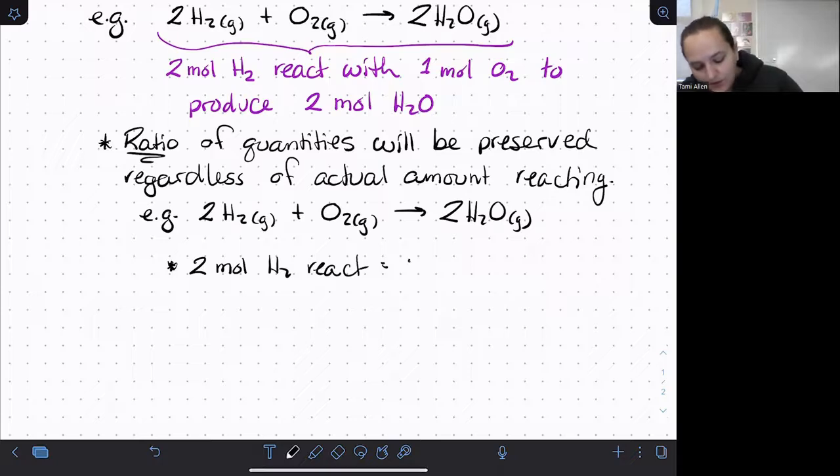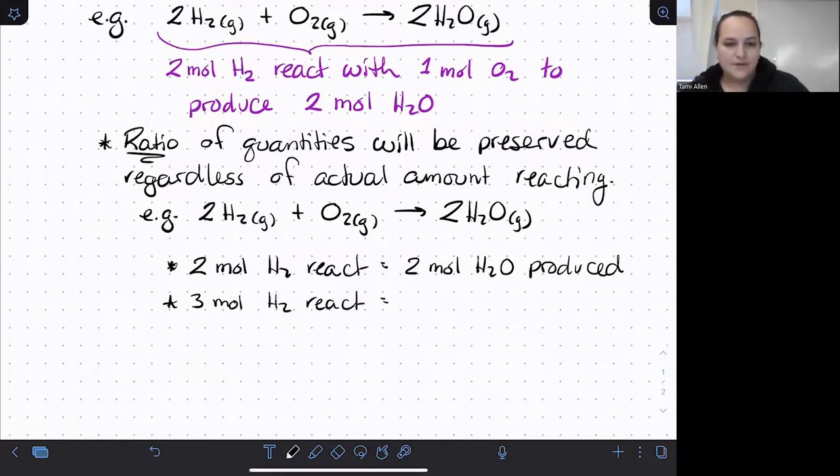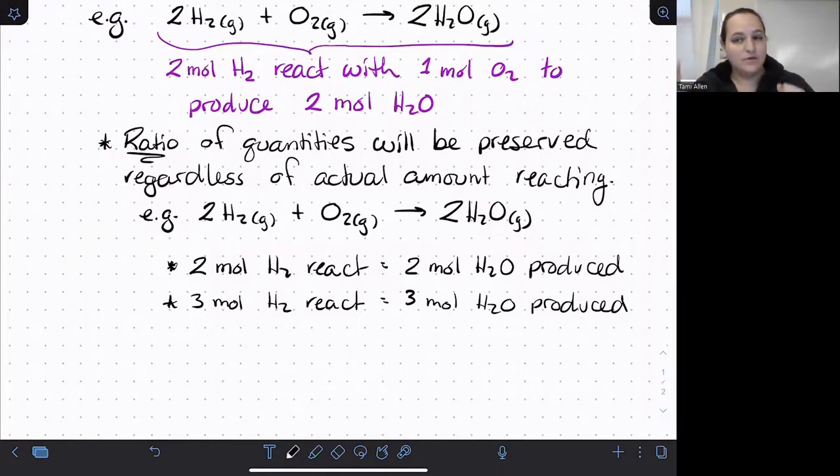We can predict how much product is going to be produced. If, let's say, 3 moles of H2 react. If for every 2 moles of H2 we get 2 moles of H2O, we're always getting the same amount here. So that ratio is going to be preserved. So if 3 moles react, 3 moles of H2O are going to be produced. So in that case, we have equal amounts since our coefficients are the same on both sides. However much H2 we start with, we're going to get the same number of moles of H2O produced.